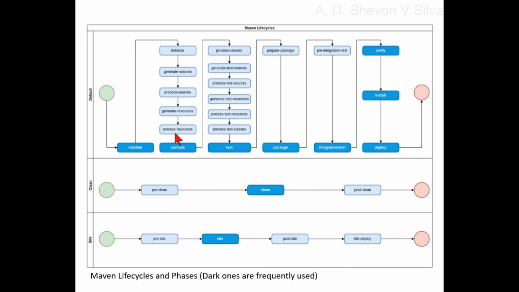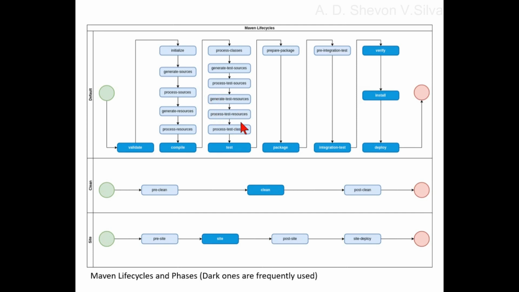Process resources is connected to compile. Compile is connected to process classes. Process classes is connected to generate test sources. Generate test sources is connected to process test sources. Process test sources is connected to generate test resources. Generate test resources is connected to process test resources. Process test resources is connected to test compile.